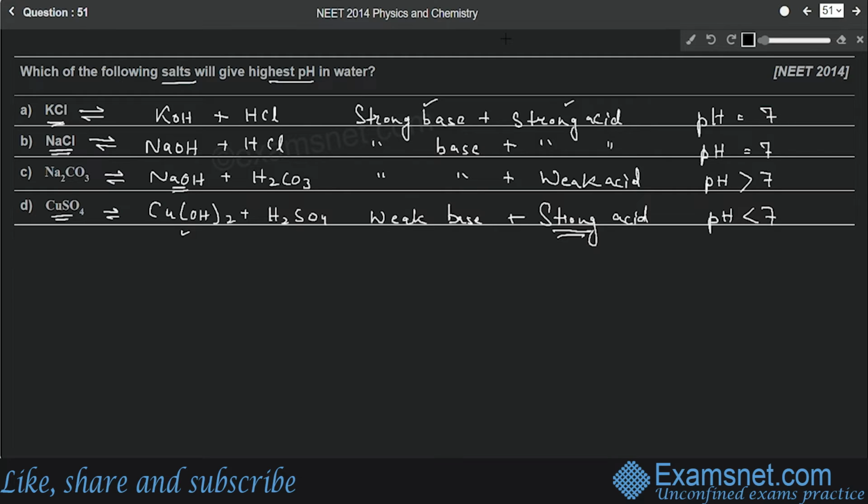So we have to tell which will have the highest pH. So as it is clear from the given data that third one has the highest pH. This is the only case where the pH is more than 7. So option C will be the correct answer.